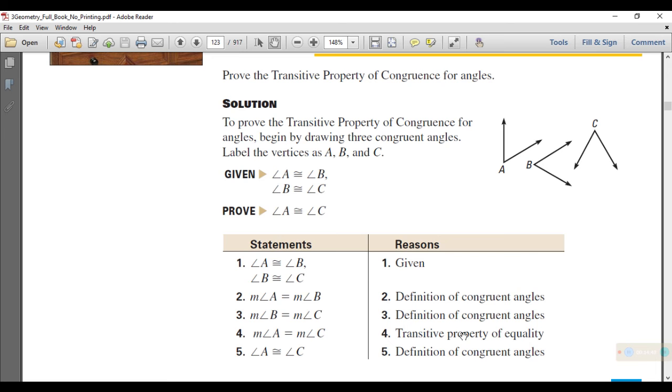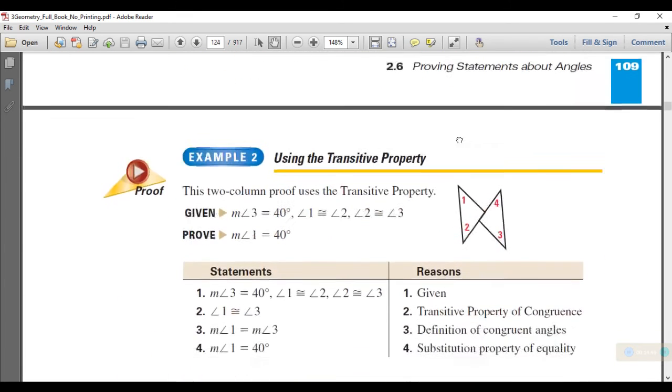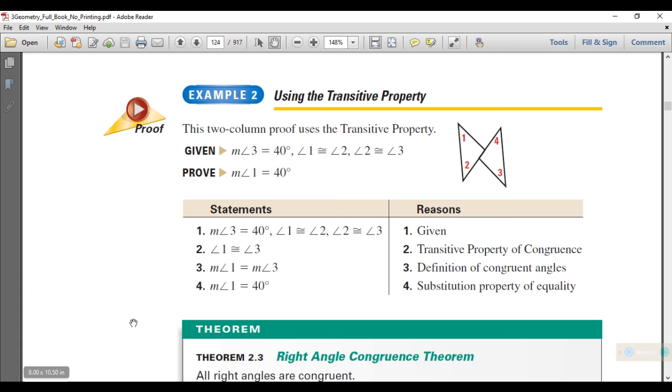So, ganito lang siya kasimple. Now, lagay na tayo ng may measurement. So, using the transitive property, this two-column proof uses the transitive property given that the measurement of angle 3 is equal to 40. Ito, measurement of angle 3 is equal to 40. And angle 1 is congruent to angle 2, itong dalawa. And angle 2 is congruent to angle 3. We have to prove that the measurement of angle 1 is also equal to 40.